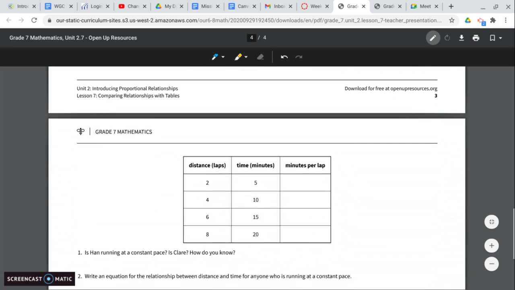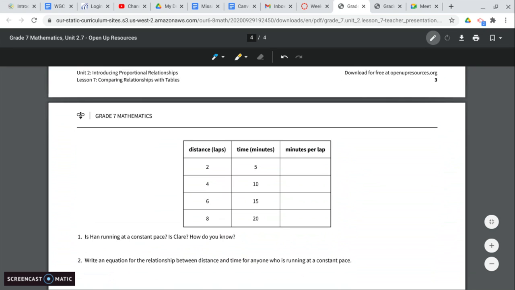All right, now for Claire, we're going to take 5 and divide it by 2, which is going to give us 2.5. We're going to take 10 and divide it by 4, which also gives us 2.5. 15 divided by 6, which is 2.5. And 20 divided by 8, which is 2.5. So hers was the same every single time. So no matter how long she ran for, she always had the same amount of time per lap. So yes, constant.